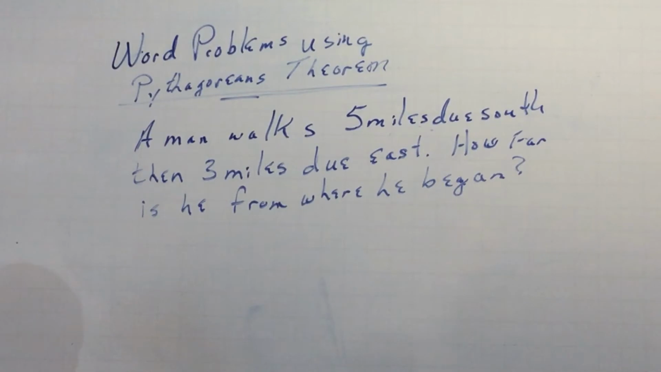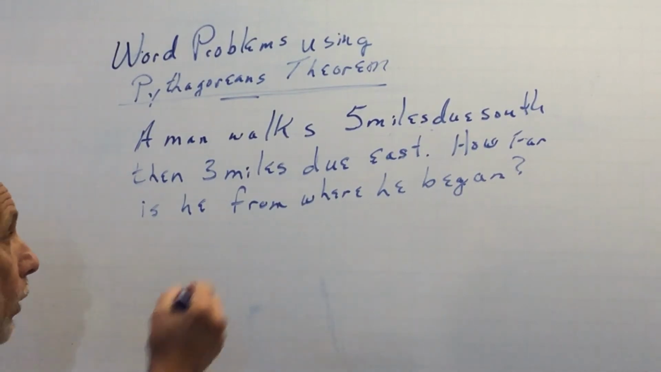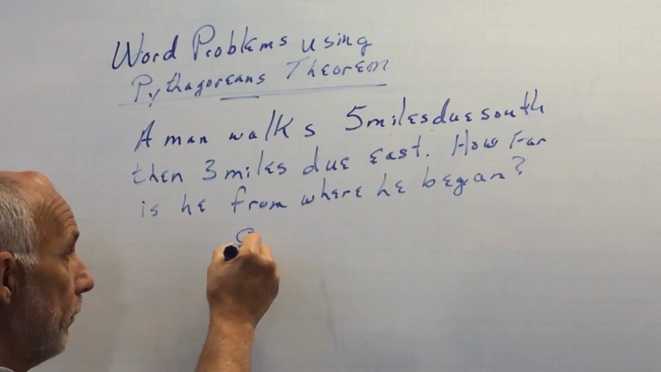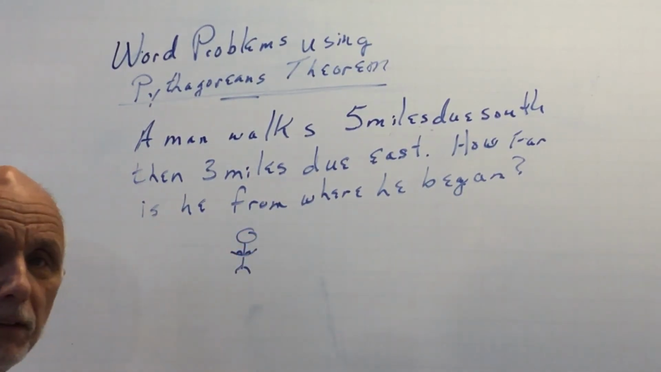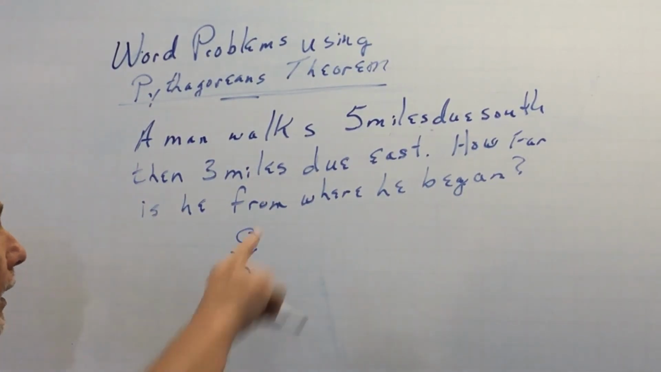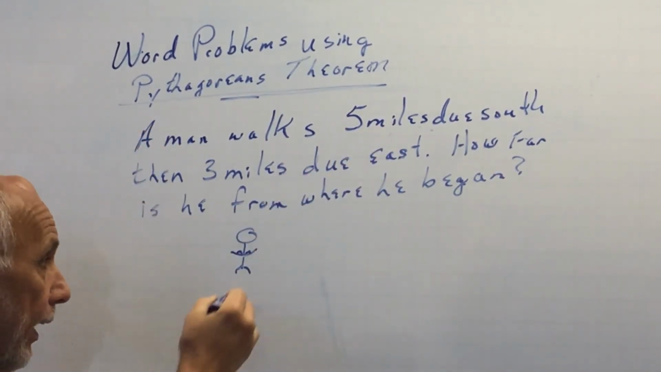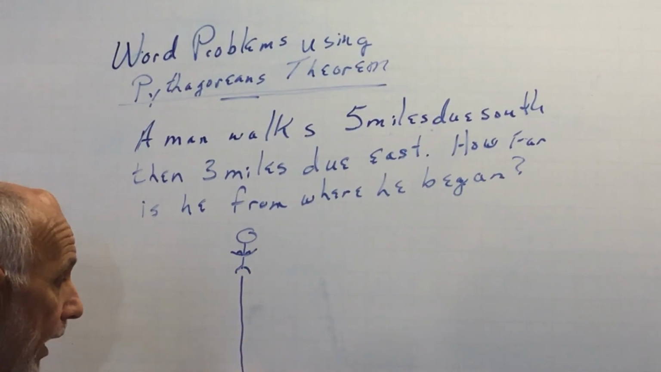One picture is worth 1,000 words. So we'll start with the man. And let's give him muscles so he's a manly man. All right? And again, he walks 5 miles due south. On a compass, south is down, so we're going to go 5 miles due south.